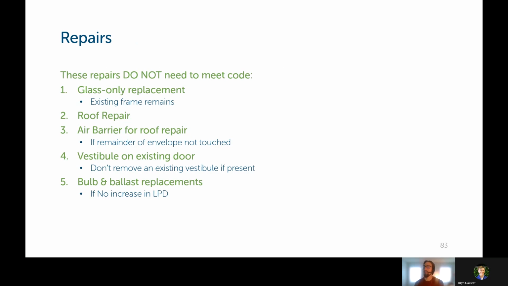And if you've got to do any of these repairs, you don't need to bring these components up to code. Glass only replacements, roof repairs, same thing, the air barrier of a roof if you're not touching the rest of the building envelope. Vestibule on an existing door, you can't remove a vestibule if there already was one, and bulb and ballast replacement, so long as the light and power density values are the same afterwards.